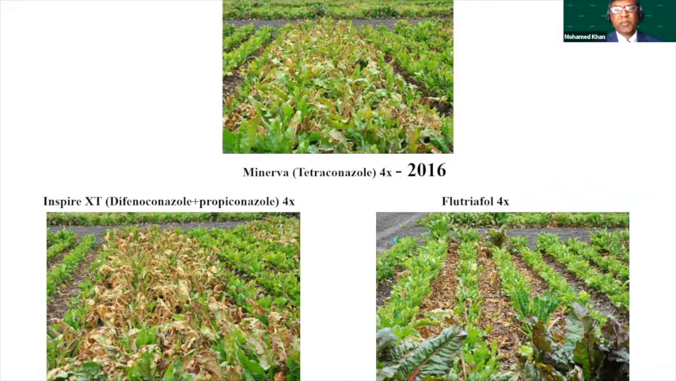But what we have seen with triazoles is that if you use triazoles over and over again to spray Cercospora, after a time, the population starts to shift. You have reduced sensitivity, so the fungicide is not as effective as it once was. So we then used other triazoles like Inspire XT, which is a mixture of two. Flutriafol came on the market, but it was never very effective. And Minerva, Inspire, and then came Proline, and those fungicides were just as good as Headline.